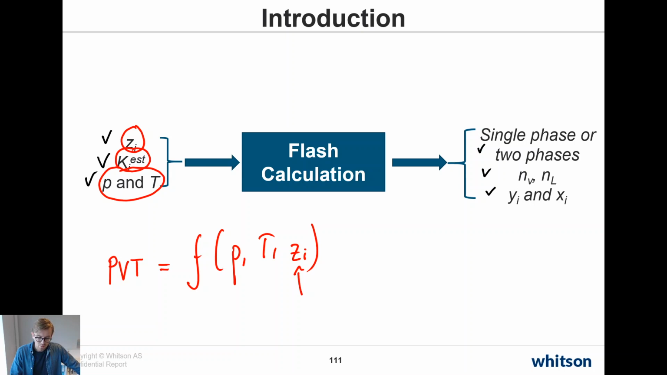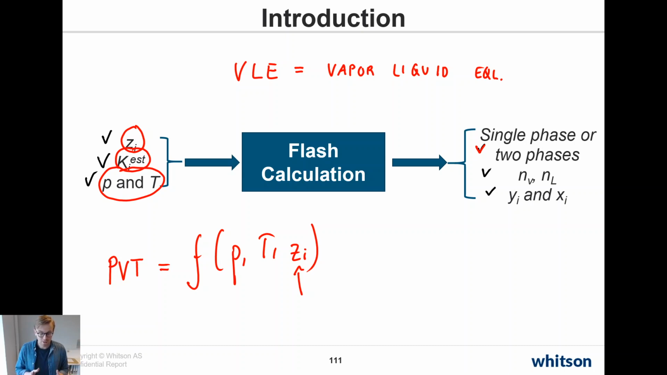So out from this flash calculation, we get a few different outputs. First of all, we'll determine whether at that pressure and temperature we are at single phase conditions, or if this total composition is partitioning into a liquid and a vapor phase. So this is what we sometimes call VLE properties. So vapor-liquid equilibrium. And so we do a vapor-liquid equilibrium calculation. That's what a flash calculation is.